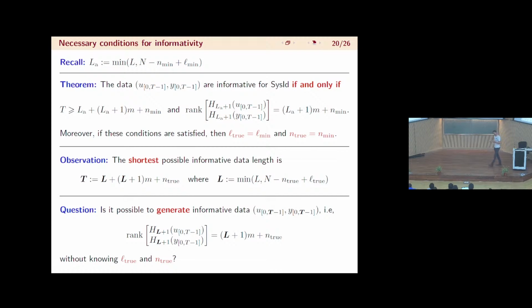But miraculously, we will see in the next few slides that indeed it is possible to design an experiment of exactly this length. Curious, huh? So, let me finally show you how to do that.